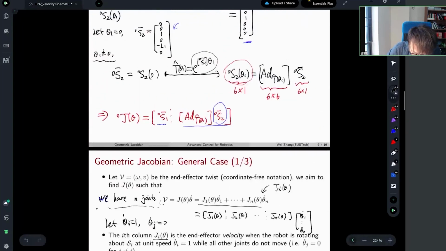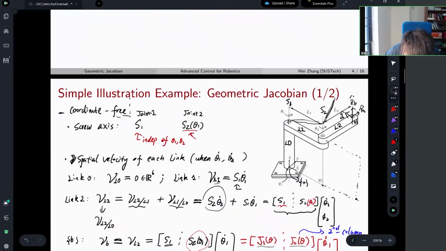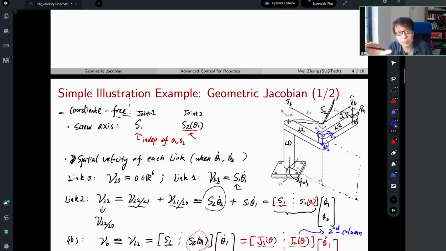Let me go back to this example. Suppose last time I attached a local frame like this. I forgot which direction, maybe this is the direction I used. This is x2 hat, this is z2 hat. This frame is attached to the second body, so it moves with the second body. And locally around that frame, no matter what theta 1 is, S2 has constant coordinates. So S2 in frame 2 will be constant.